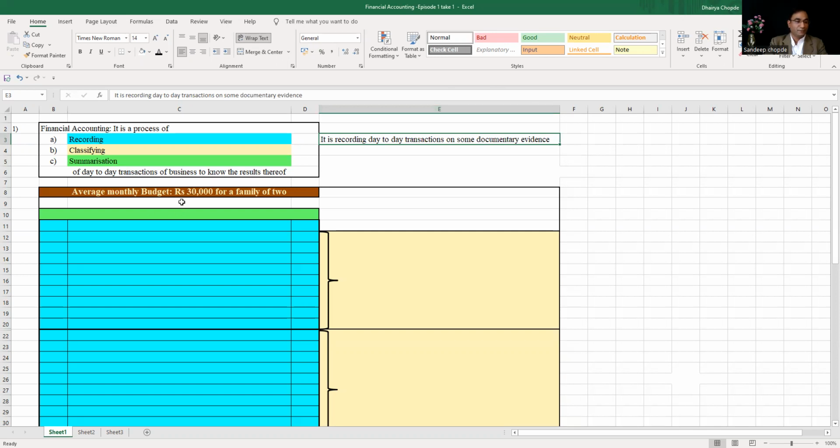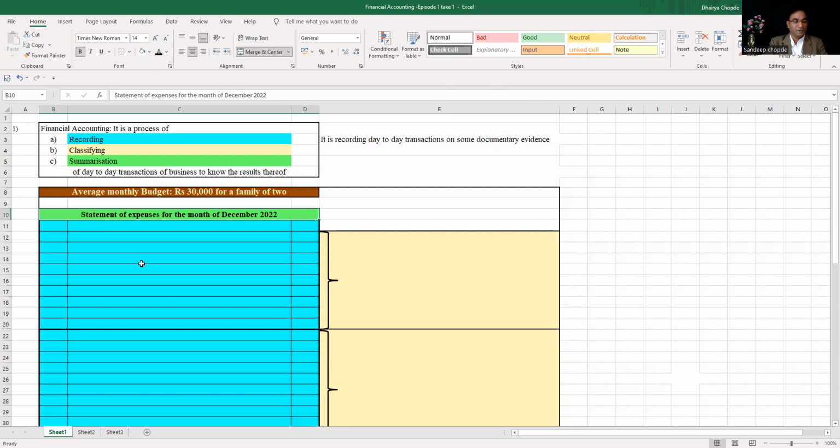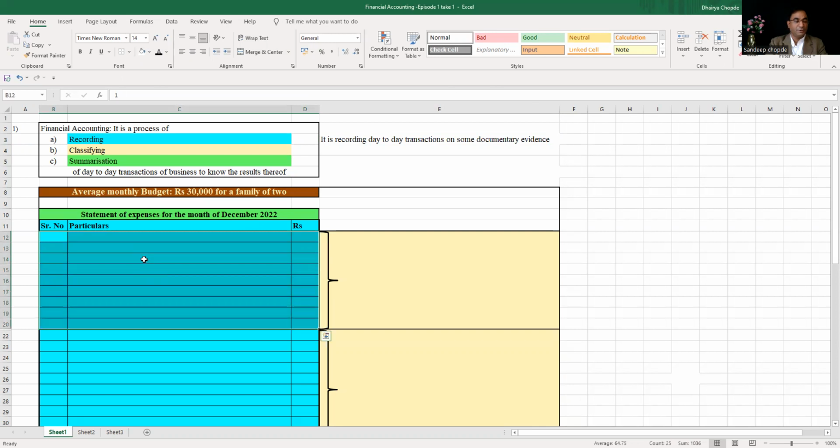So if you look at the budget of rupees 30,000 at the start of the month, at the end of the month you sit and prepare this statement. I have called this a statement of expenses for the month of December 2022, in which I have made three columns. First is serial number, then particulars, and third is amount. Once you make this statement, you start recording the expenditure incurred for the month one by one.